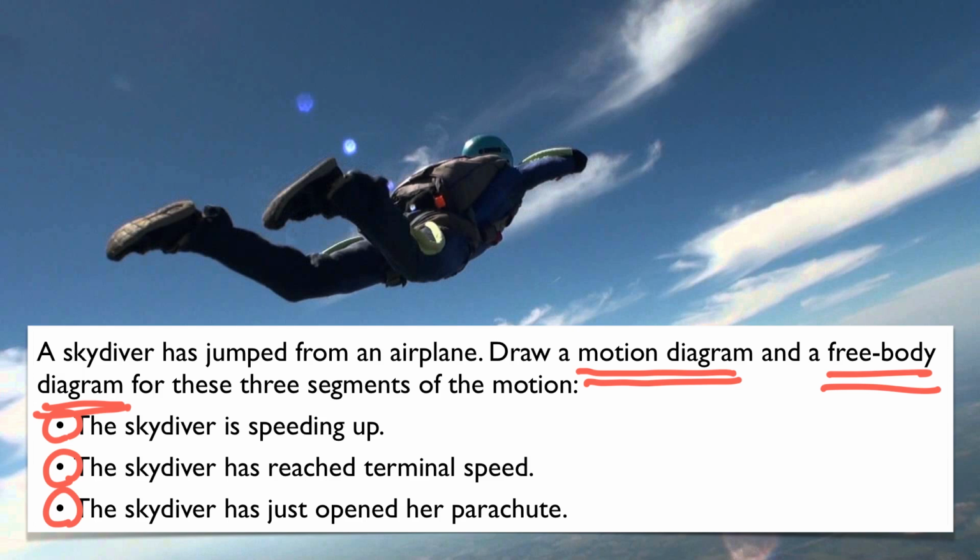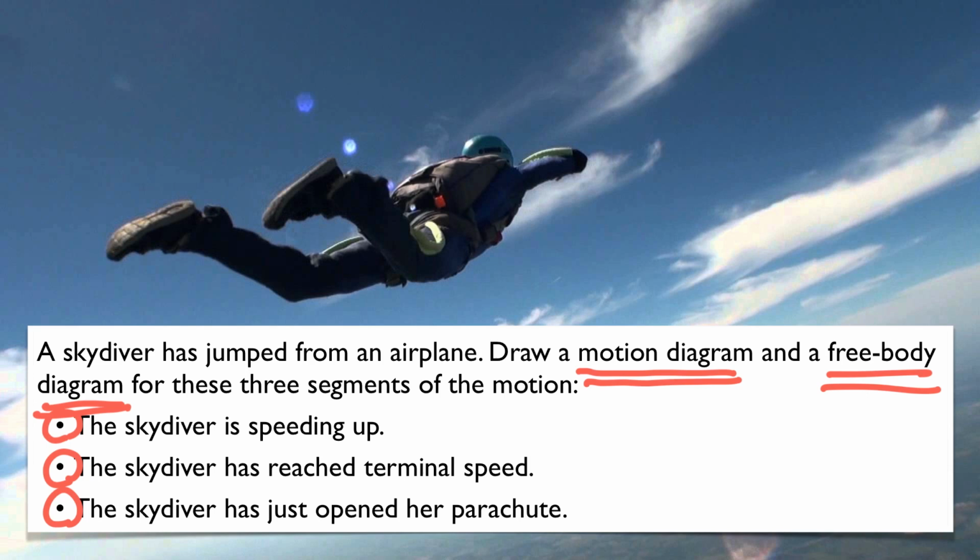And so I'm going to look at that. My assessment is, the weight force is bigger than the drag force, which means there's a net force downward, which means the skydiver is accelerating downward, and the skydiver is, in fact, speeding up. Boom. Now let's get rid of those diagrams and do the next one.